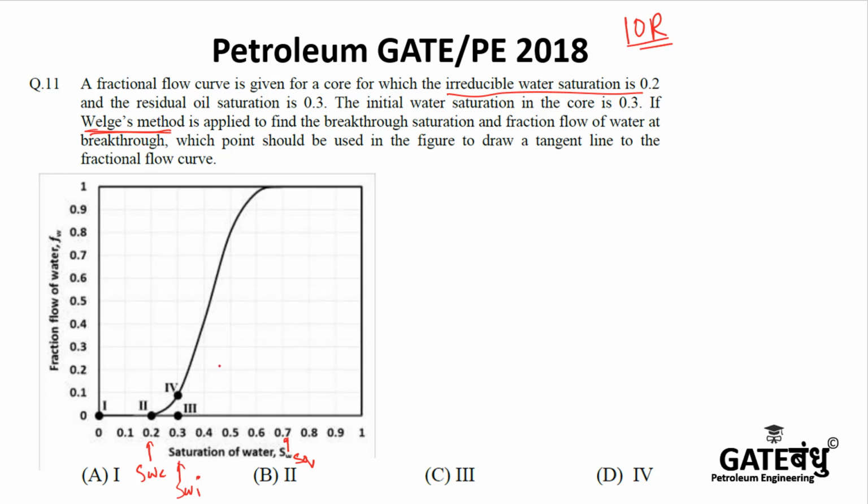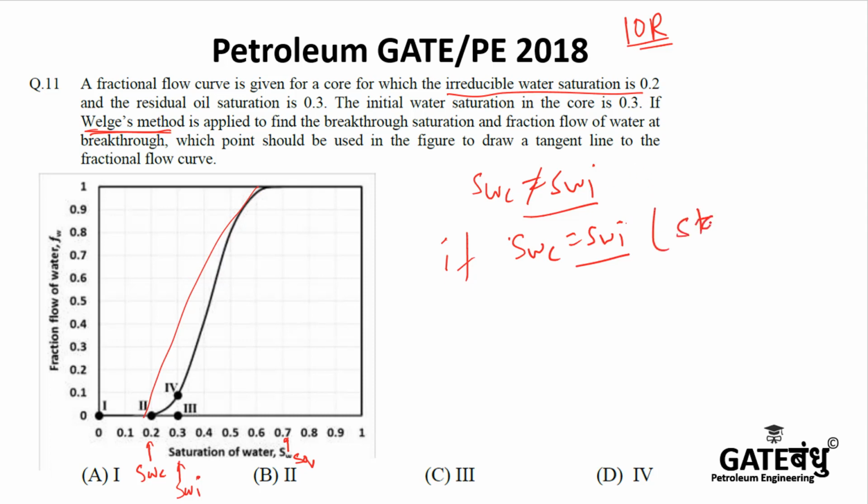So it is like that: if the initial saturation and the actual core saturation are the same, we simply draw a straight line from here to here. But this is a different case, where SWC is not equal to SWI.